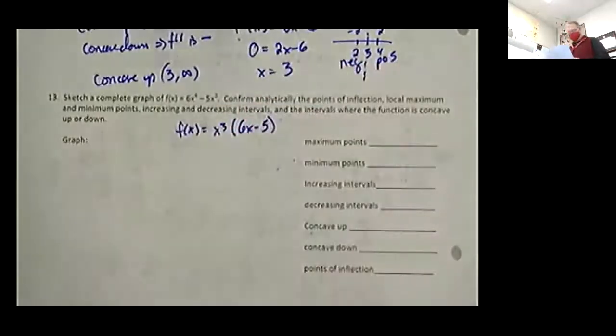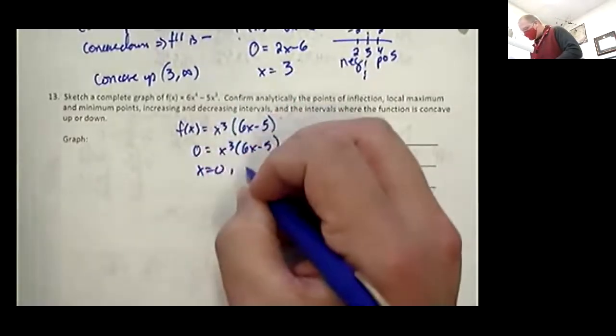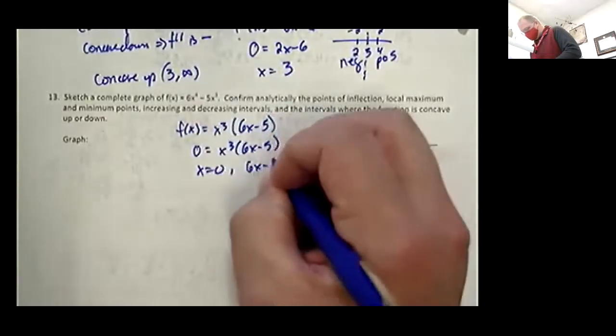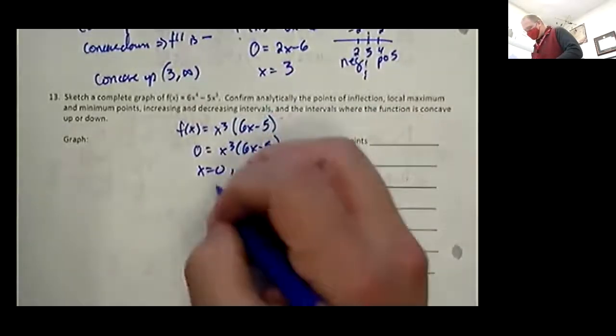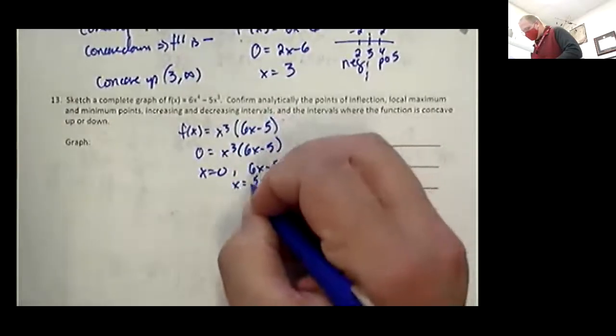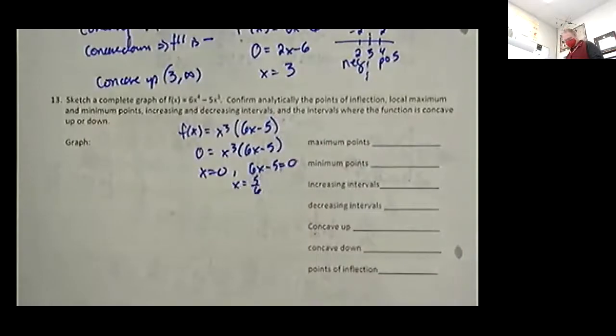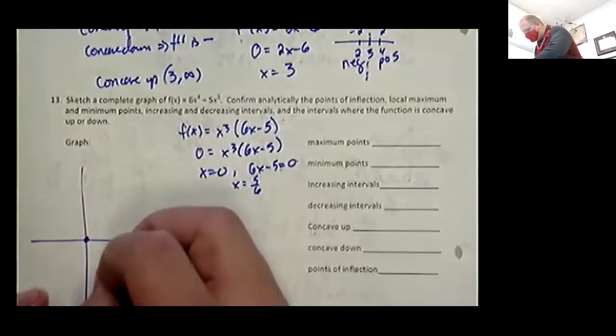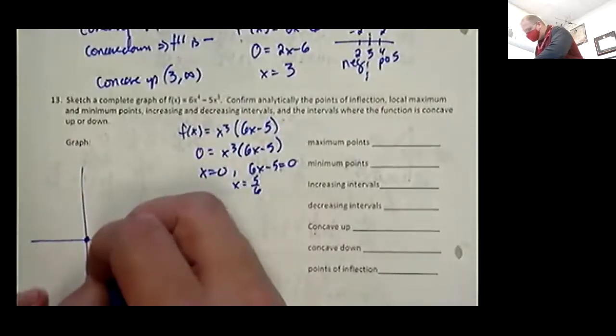So the first thing we want to find are the x-intercepts. To do that, we're going to set this equal to 0. Equals x cubed times 6x minus 5. That gives us x equals 0 and 6x minus 5 equals 0. Therefore, x equals 0 and x equals 5/6. So here's my sketch. So there's x is 0, there's 1, so there's like a 5/6 right there.